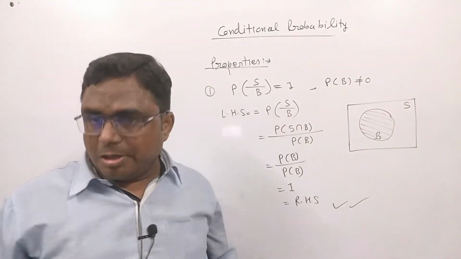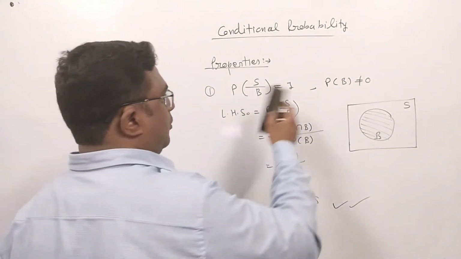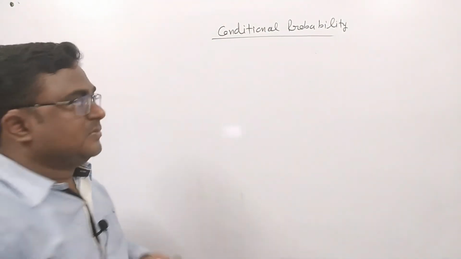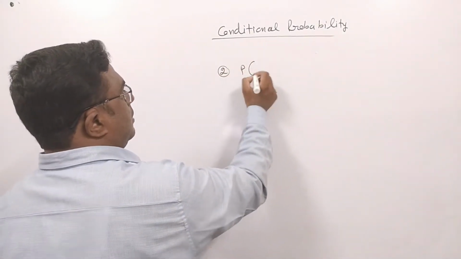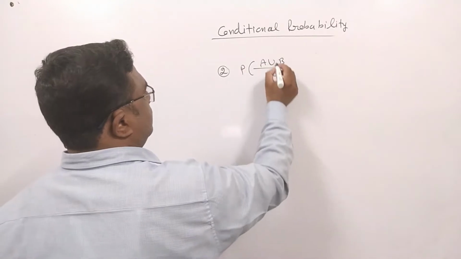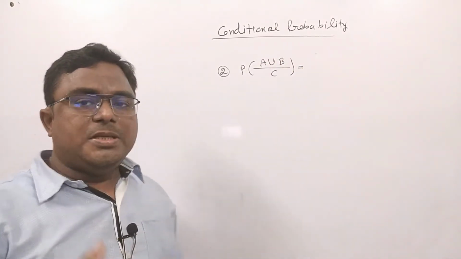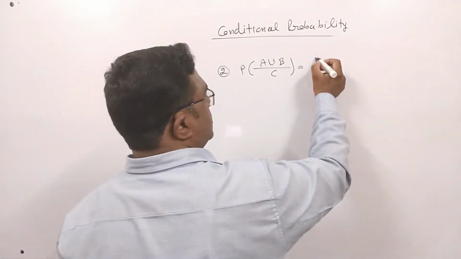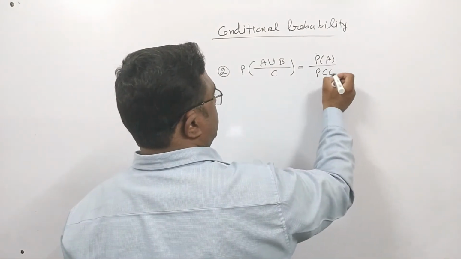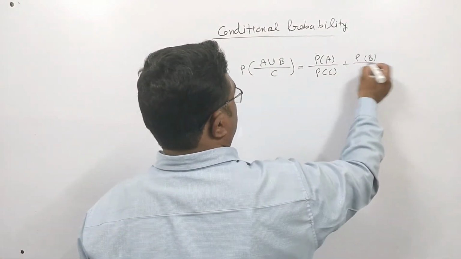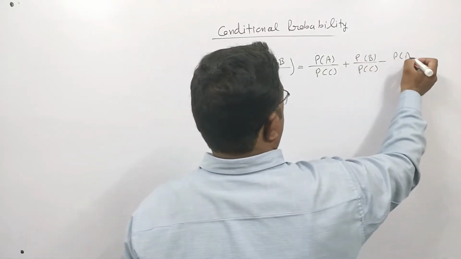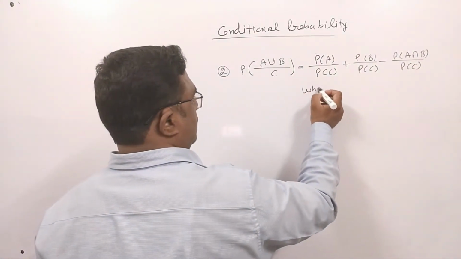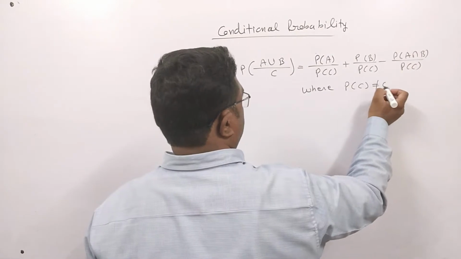So it is the first property related to conditional probability. Let us see the second property. Property number 2: P of A union B upon C. Here A, B, C are again some events on the same sample space S. Its formula is P A upon C plus P B upon C minus P A intersection B upon C, where P C is not equal to 0.